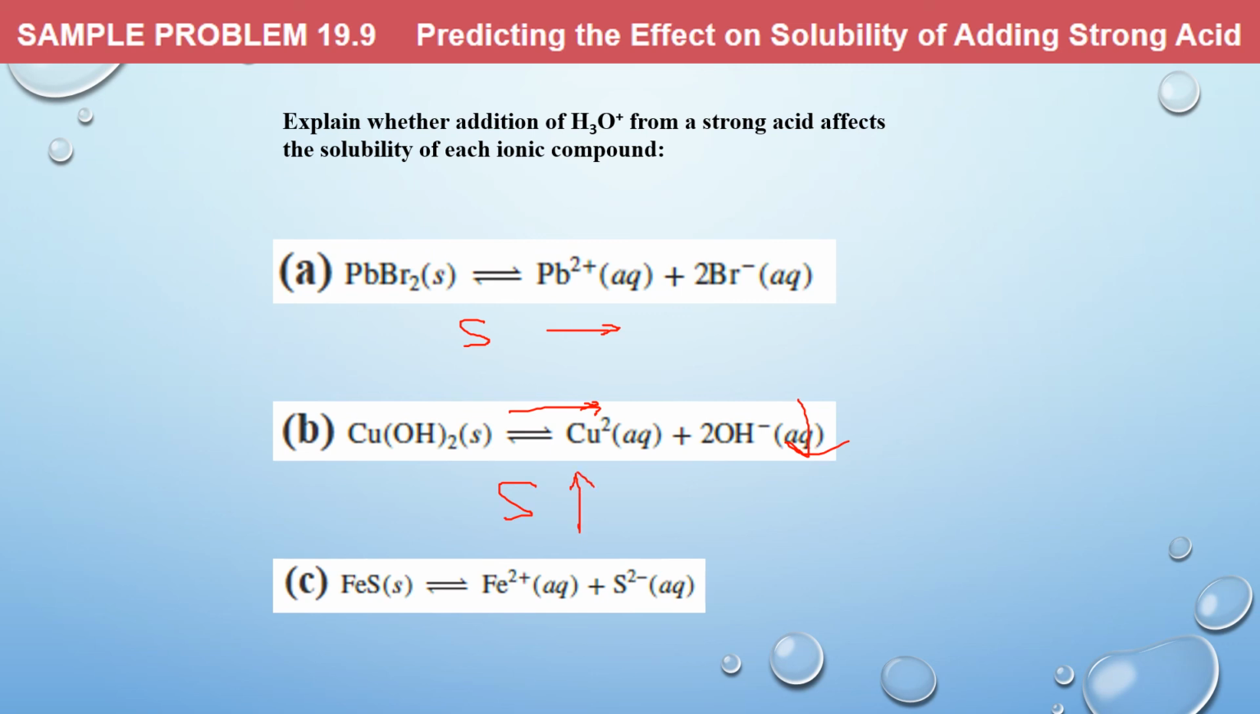For the last one, this sulfide is the conjugate base of hydrogen sulfide, which is a weak acid. So for an ionic compound containing this weak acid, increasing the proton concentration means that it will consume this sulfide. So the sulfide concentration will decrease, the equilibrium position will be shifted to the right, and the solubility will also increase.